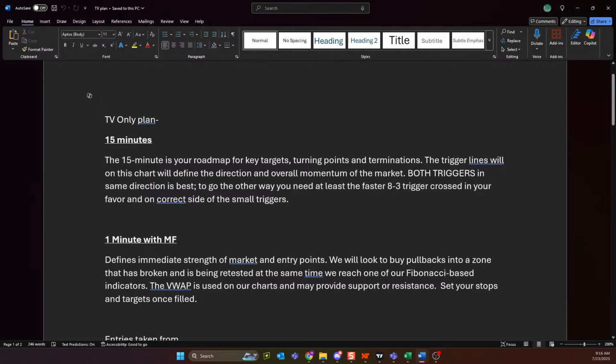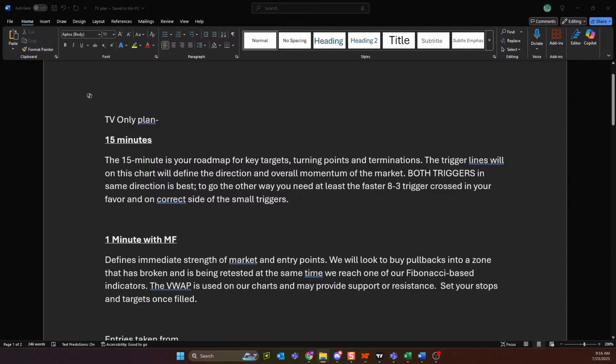Your 15-minute chart, your big chart, guys, this is your roadmap for key targets. This is where turning points typically happen. This is where termination conditions, areas that could stop the market, need to be recognized. The trigger lines will define direction in the overall momentum of the market, guys. And momentum is the same on TradingView as it is on, excuse me, as it is on NinjaTrader.